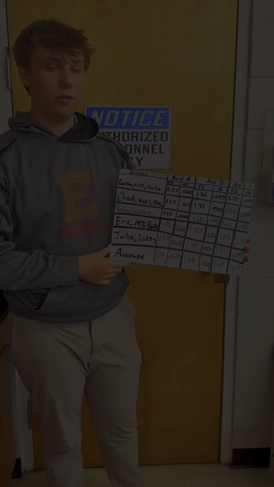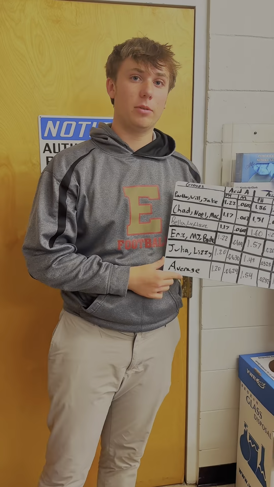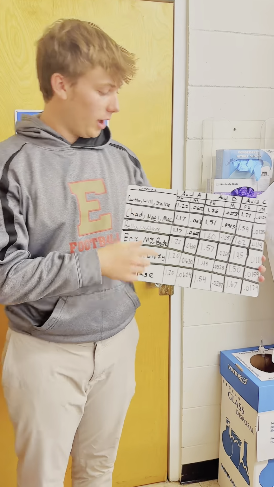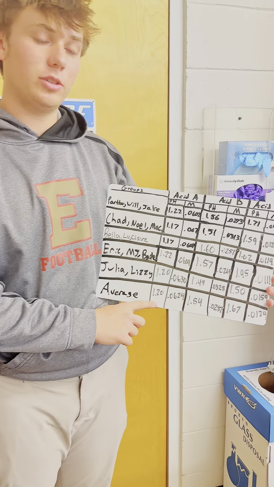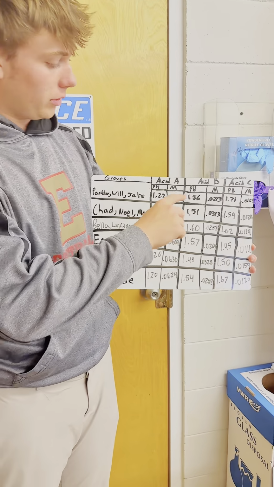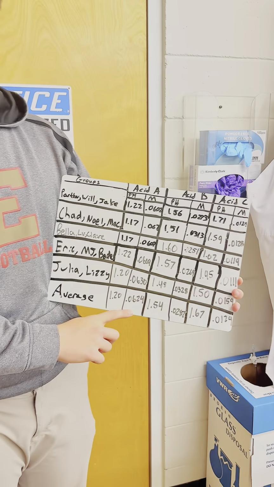Alright, right now we're comparing our data to the data of other cities that help with their chemical spills and how they save their cities. And as you can see, the pH of our acid A was 1.22, which is very similar to the 1.20 average of the other cities. Our molarity was 0.0602, very similar to 0.0624.